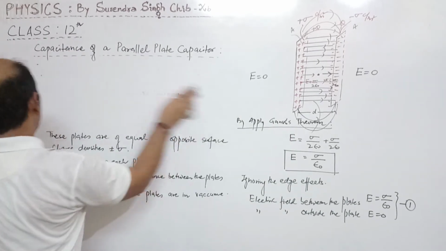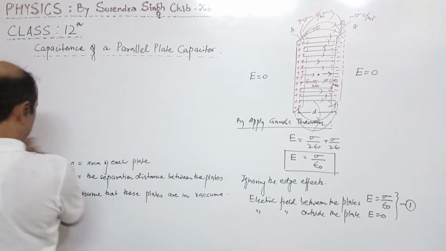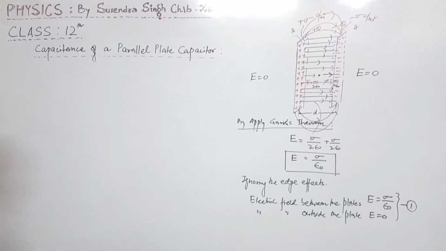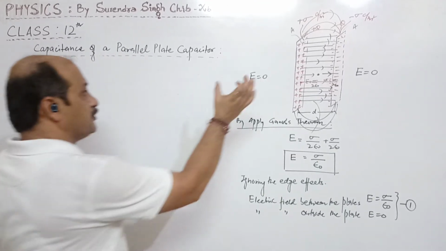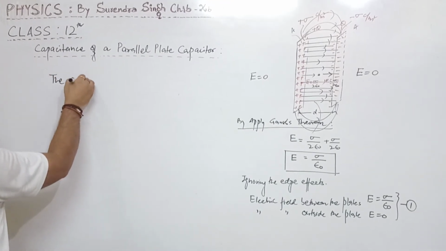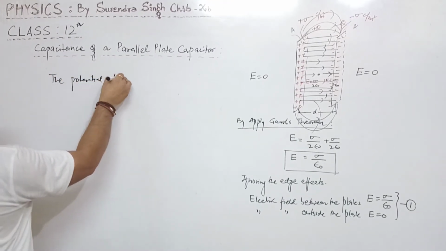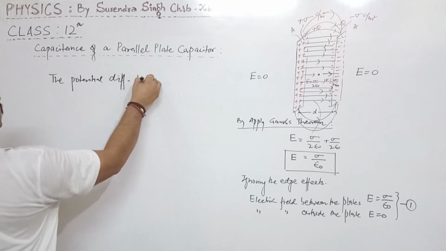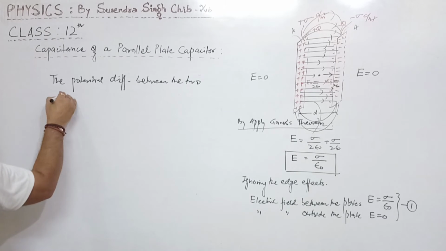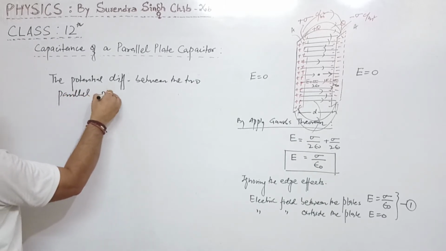Now, what we have to find? We have to find the capacitance. For capacitance, what is the formula? C equals Q by V. V is the potential. So let's find the potential difference between the two parallel plates.